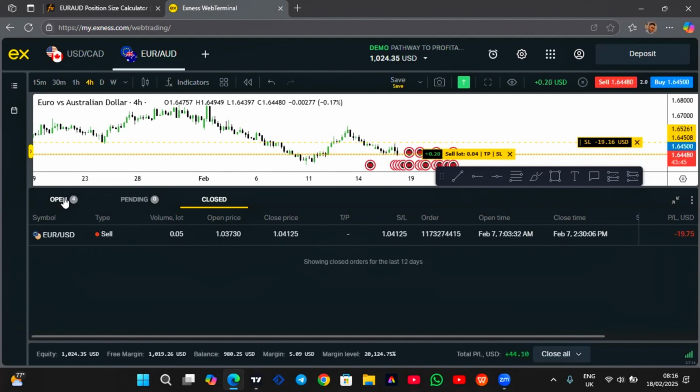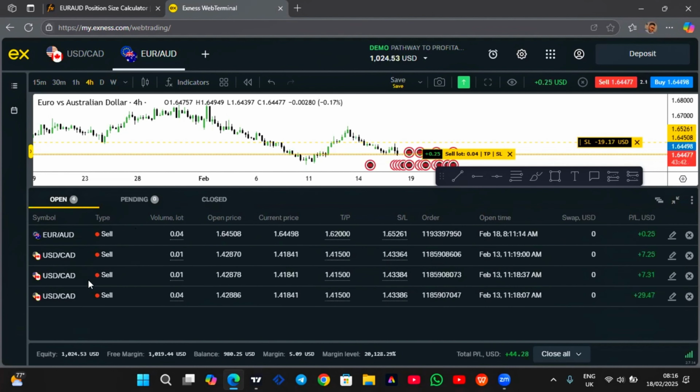So let's go back to our open positions. What I like doing is, remember, I have USD CAD from last week, which is still running in profit. Then I'm selling Euro AUD at this point, and this is the open price, 1.64508. I like making everything on my TradingView align with whatever I have on my broker, on my MetaTrader 5, whatever platform I use to trade.